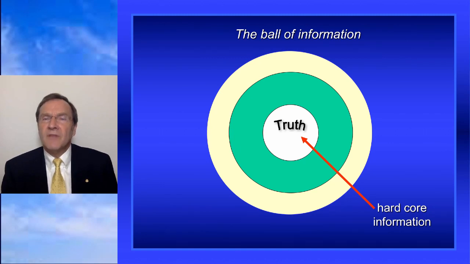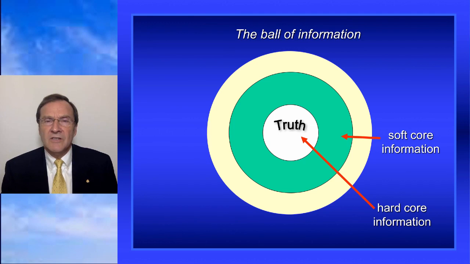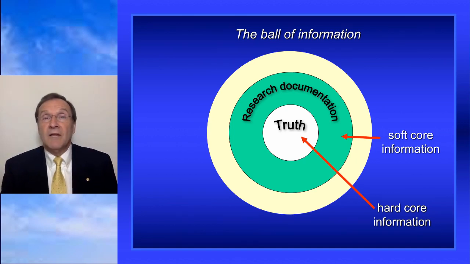We have another level of thinking in the ball of information, and that's what I'd call soft core information. What is soft core information? It's information that's documented with research evidence. So let's look at the occlusal appliance. I can show you 25, 30 studies that show occlusal appliances seem to reduce TM disorder symptoms. So there's an element of truth in there, but do we know exactly how they work? No, not necessarily. And we'll have more to say about this in a lecture.